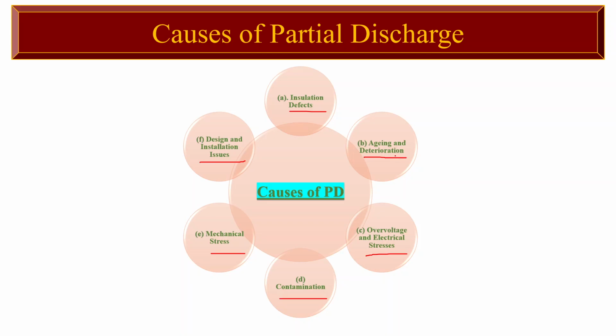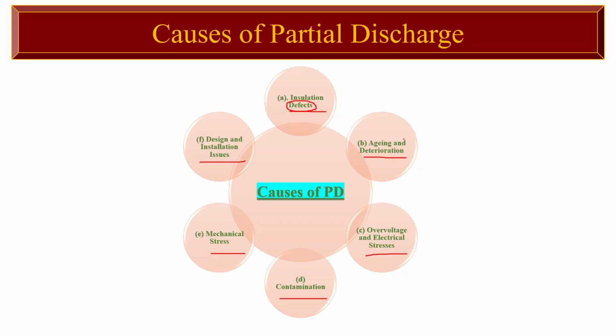The word itself shows insulation defects. Manufacturing defects or imperfections in the insulation material can create weak points that are susceptible to partial discharge. These defects can include voids, air pockets, impurities, or poor insulation quality. Over time, these defects can worsen and lead to more frequent and severe partial discharge events.